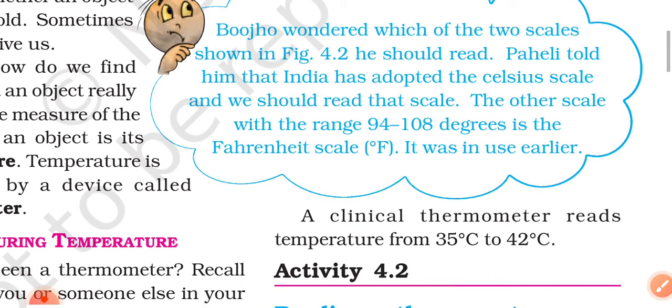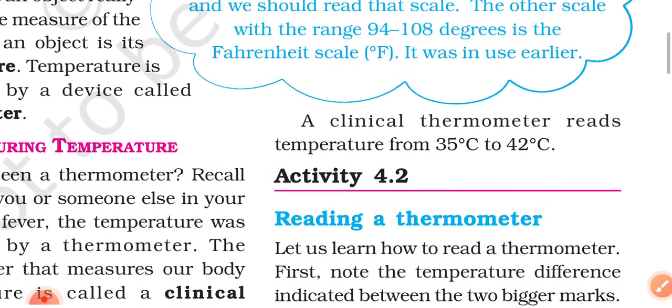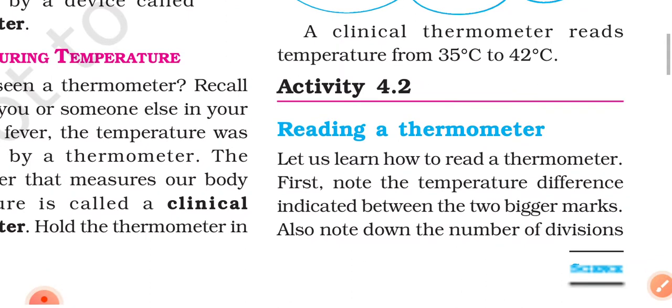The other scale with the range 94 to 108 degrees is the Fahrenheit scale, degree F. It was in use earlier. A clinical thermometer reads temperature from 35 degrees C to 42 degrees C.